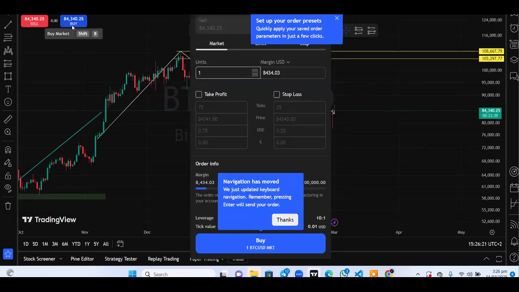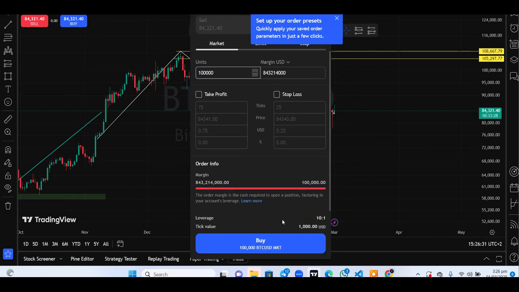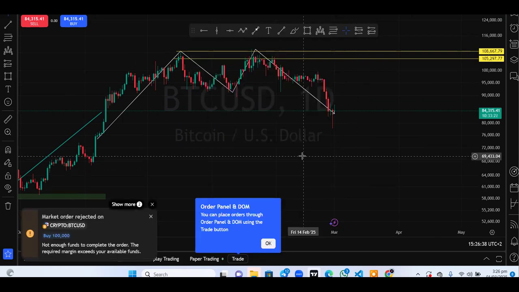Because if I want, I can enter a trade right here. As you can see, it is using units. So if I say 100,000 units of currency, I'm saying I want to enter one standard lot size. So if I buy there, the trade order has been rejected, not enough funds. Okay, so I have to replenish that.